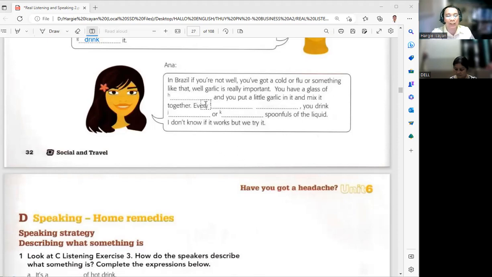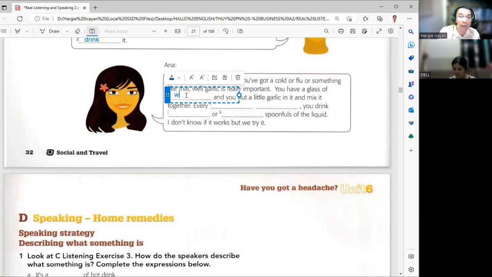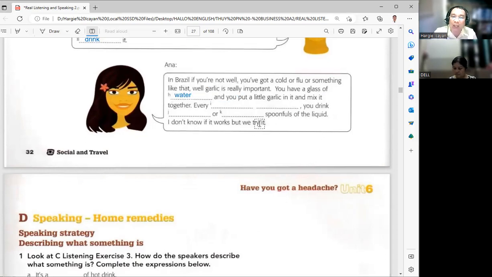So in Brazil, according to Anna, if you're not well, you've got a cold or a flu or something like that, garlic is important to them. What they do is have a glass of water, put a little garlic in it and mix it together. Every half hour, you drink 2 or 3 spoonfuls of the liquid. And I don't know if it works, but we try it. So that is it, Toy.